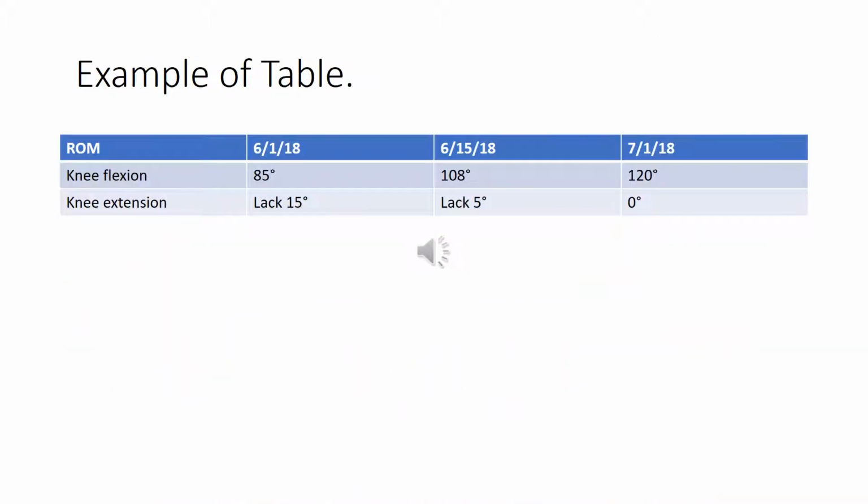So here's an example of a table where you're trying to get a lot of information across, but in a very succinct way, with range of motion. That's very common. We'll also do that for manual muscle testing. And a doctor or a third-party payer just looking at this can see the improvements that the patient has made throughout their time in physical therapy.